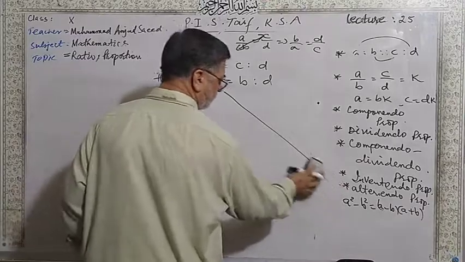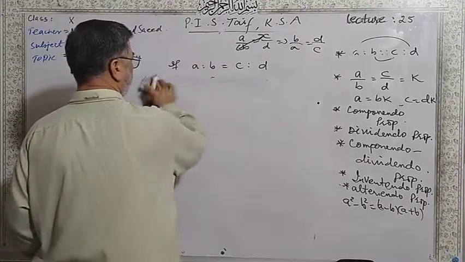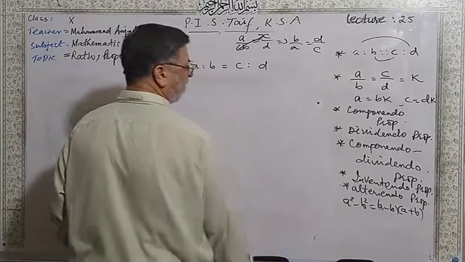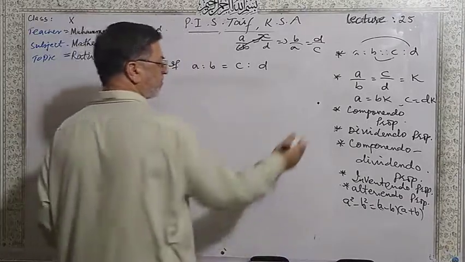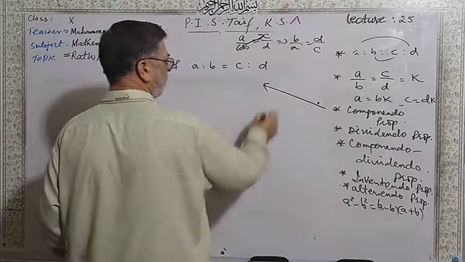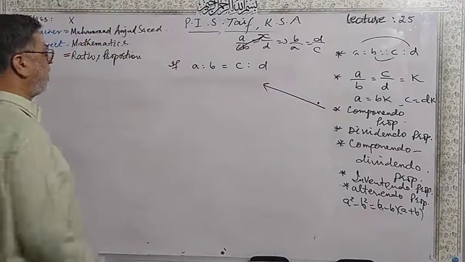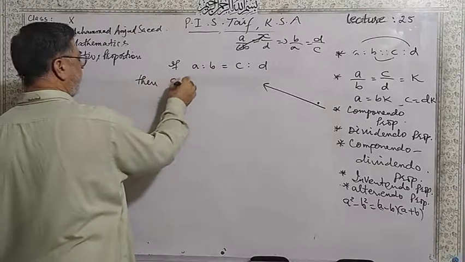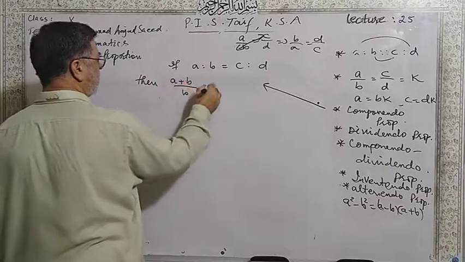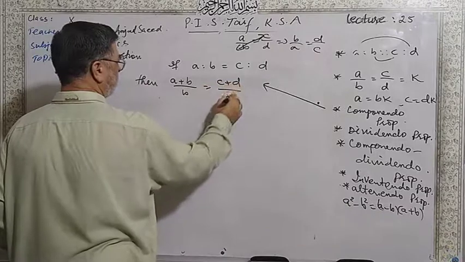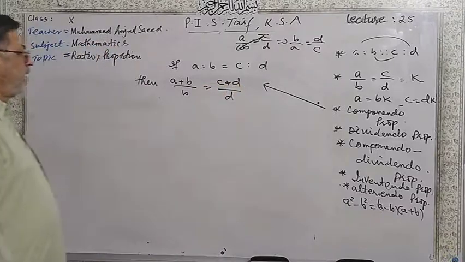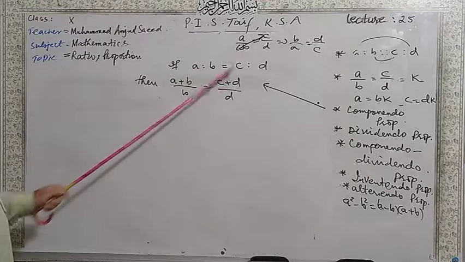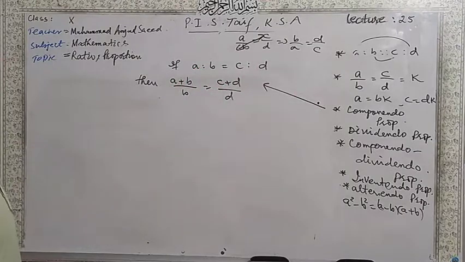After that, we have componendo property. If A ratio B is equal to C ratio D, then A plus B over B is equal to C plus D over D. This is known as componendo property.